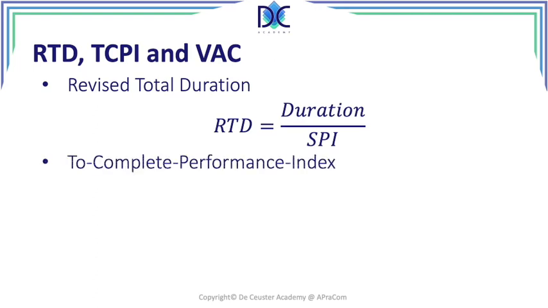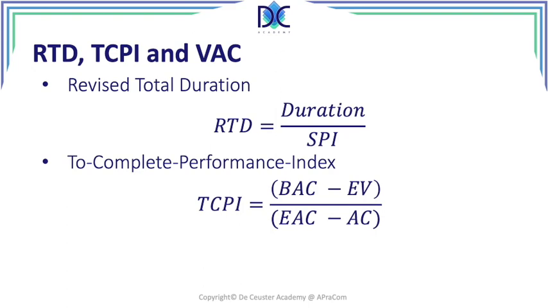Then we have the To Complete Performance Index. When we have a new estimate, an estimate at completion, what we want to know is what CPI we have to realize to get the project completed within the allocated budget. The estimate at completion is the new budget that we got. We divide the BAC minus the EV, the remaining earned value, by the estimate at completion minus the actual cost. That's the remaining cost that we expect to have.